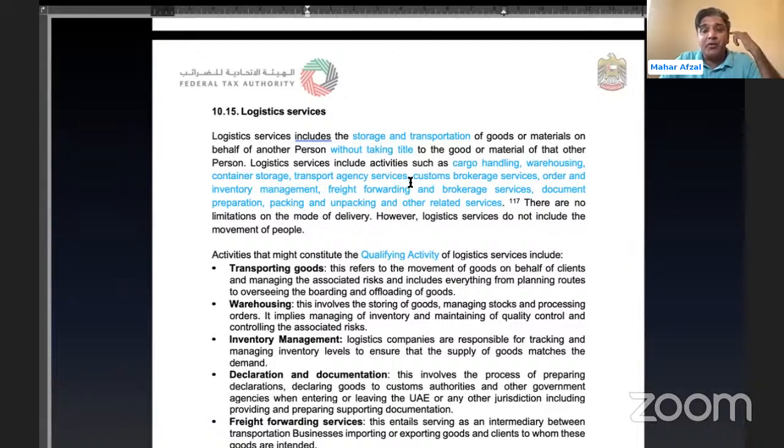For example, if one company is providing only cargo handling, it will be subject to tax. If one company is providing only warehousing, it will be subject to tax. One company only storage, it will be subject to tax. But if there is one company providing logistic services, the same company providing cargo handling, warehousing, storage, agency services, brokerage services, everything end to end, then all these activities will be considered ancillary activity. It will be subject to tax at 0%.